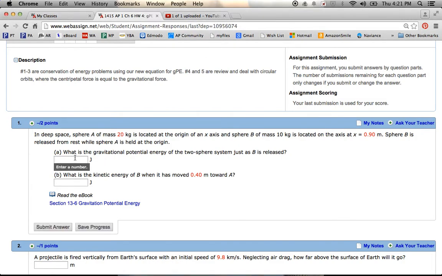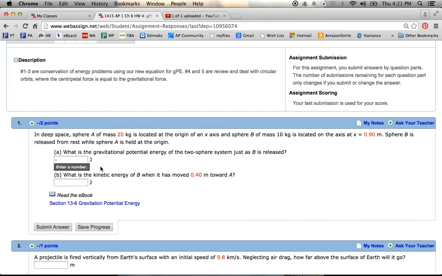Now the tricky thing is a couple of things. One tricky thing is it's going to be a negative number because U is always negative using the new equation. Also, it's a very small number. So let's say you do all your work and you get 0.0000897 or something. You can enter it with scientific notation.